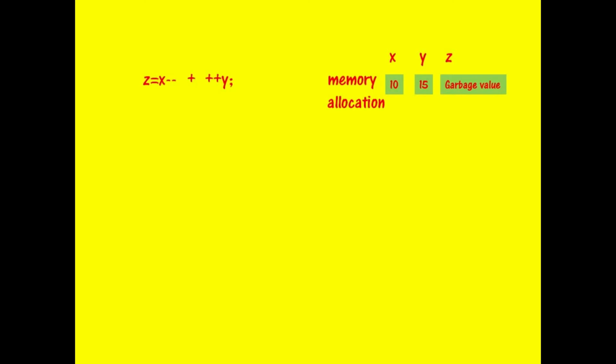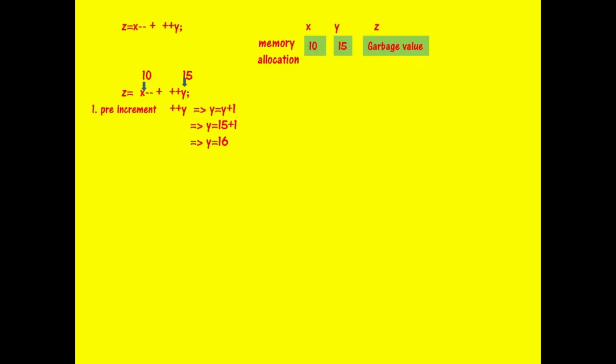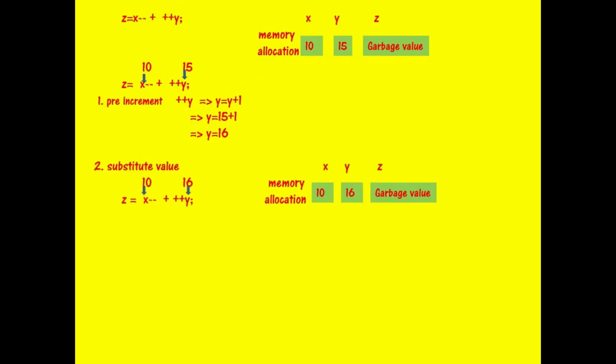Now evaluate the expression x = z = x-- + ++y. First step, any pre-increment or pre-decrement. Here the pre-increment is already there, so execute this pre-increment, ++y, meaning y = y + 1. Increase the y value by 1. So y becomes 16 now. Second step, substitute the value. Here the value 16 is substituted in y. Third step, evaluate the value. z = 10 plus 16, equals 26.